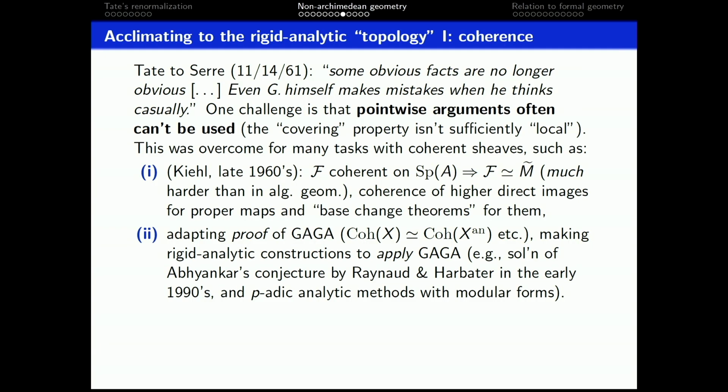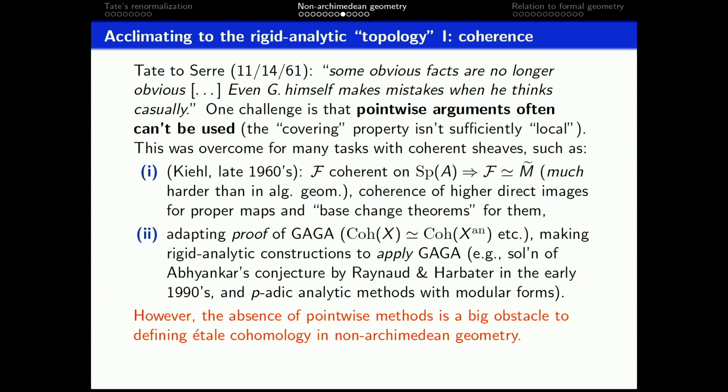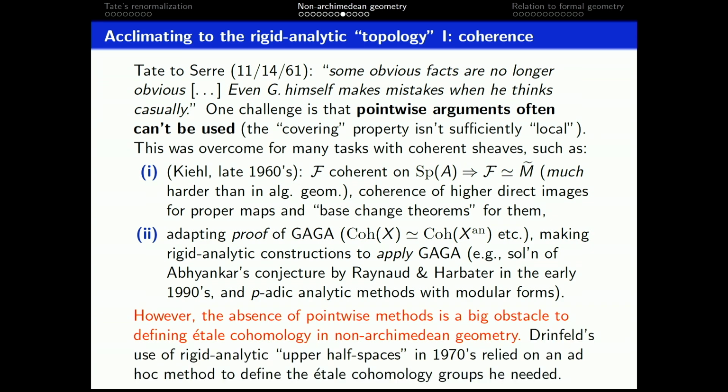Similarly, a lot of work with modular forms using p-adic analytic methods likewise uses the GAGA theorems. However, despite these successes in the coherent case, it's a huge problem. If you want to make a theory of étale cohomology in the non-Archimedean setting, the absence of pointwise methods is a real nightmare. Now, there was one early case where this could be avoided.